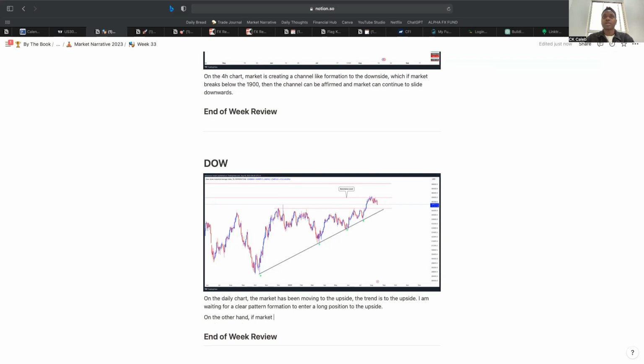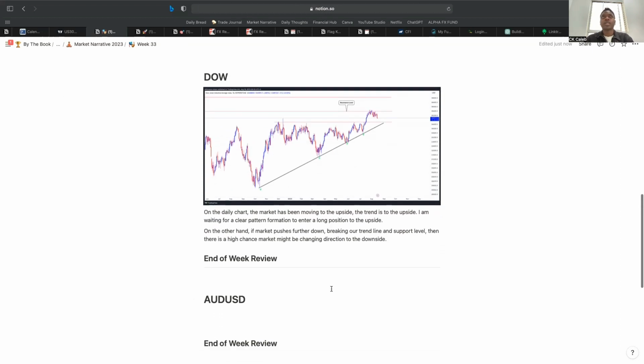Okay, if market pushes further down, breaking our trend line and support level, then there is a high chance market might be changing direction to the downside. Okay, for example, that's just an example. So that's what I normally do.